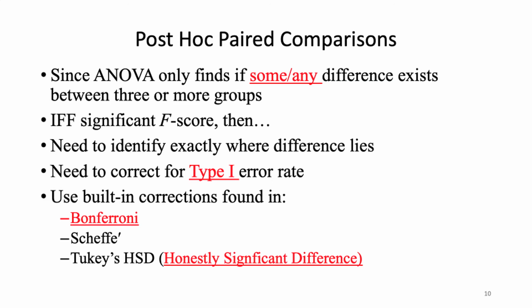These things are built into most software programs. You don't have to worry about how to calculate them. What you do need to know is that these 3 different tests, post hoc paired comparison tests, automatically correct for the propensity for type 1 error.